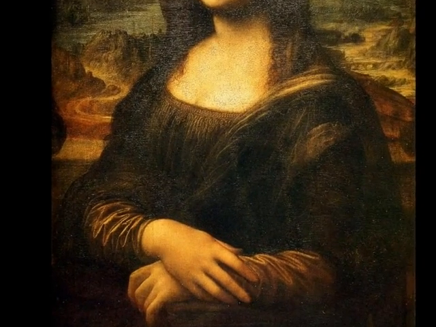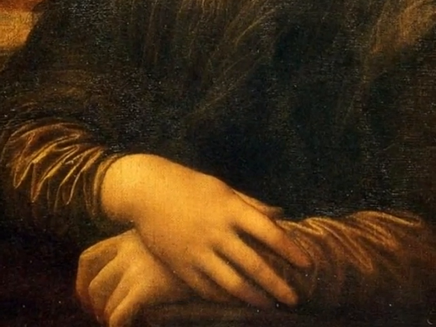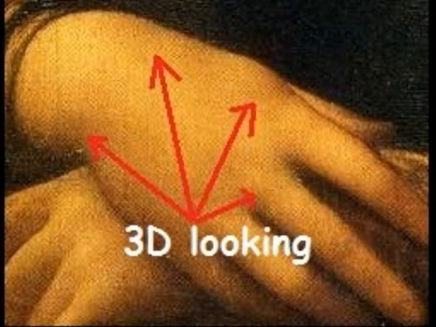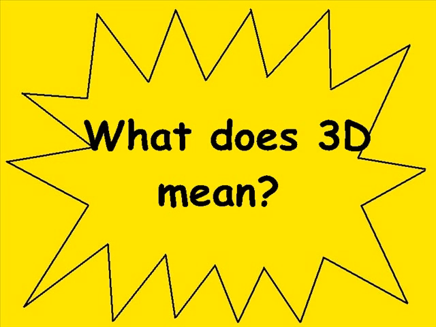Look at the detail of Da Vinci's painting. See the way her hands look like they're almost real. Look at the way he shades them to show the bumps and joints of her hand. Her hand looks almost 3D-like. Do you know what 3D means?